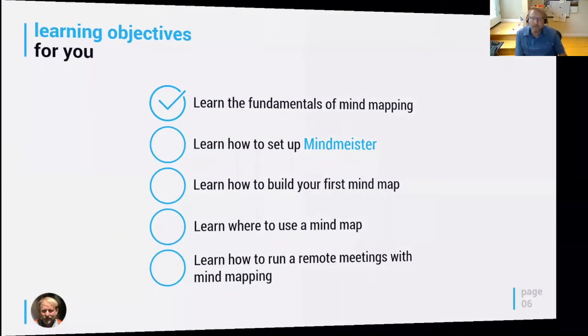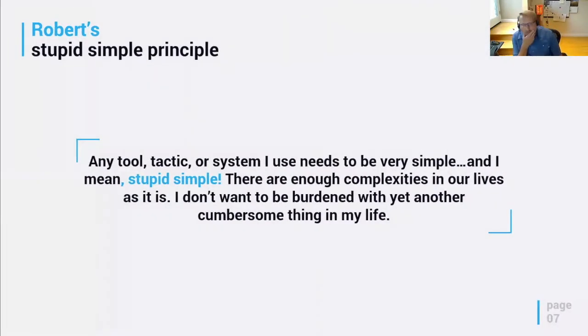So kind of what I said about this is what I call Robert's stupid simple principle, right? Any tool or tactic or system, whatever I choose, it can't be difficult, and it has to be, at least as I look at it, stupid simple, right? It's easy to use. I'm not going to ignore it after trying to use it for the first 2 or 3 times, right? And there's a lot of reasons for that, and I think they're stated elegantly here, right?